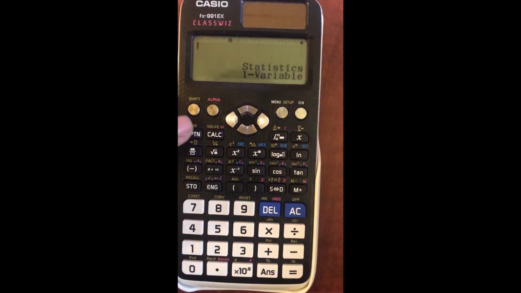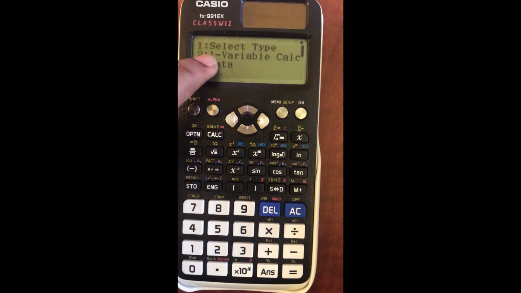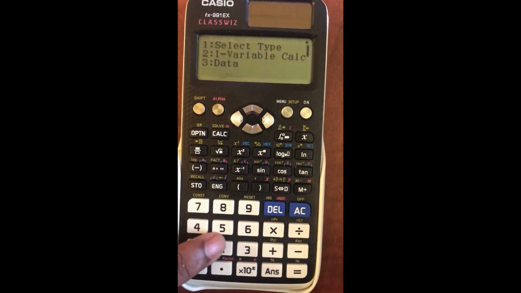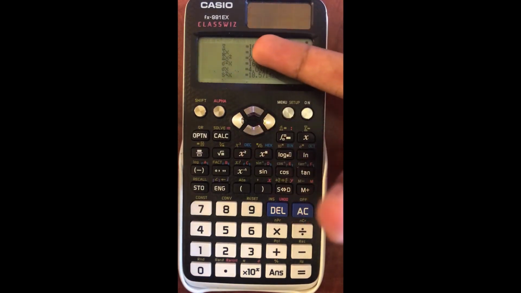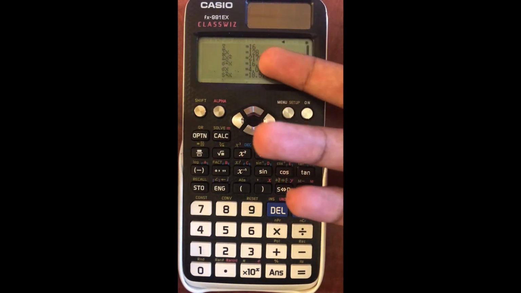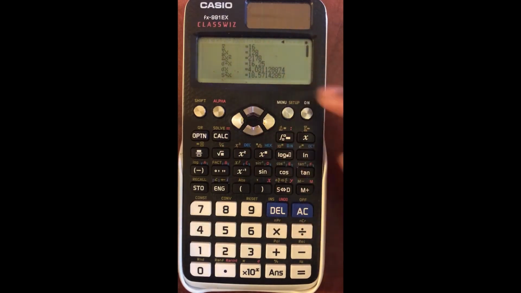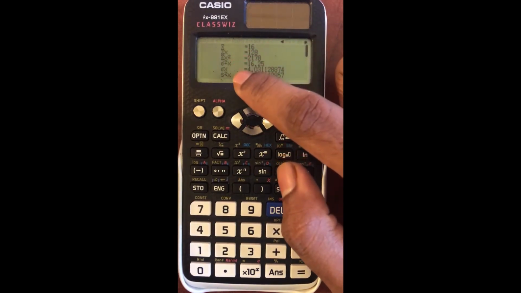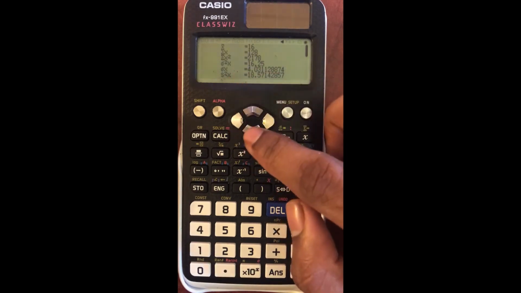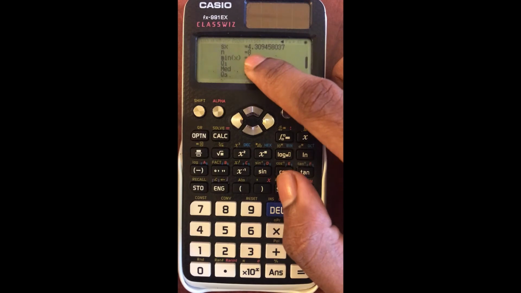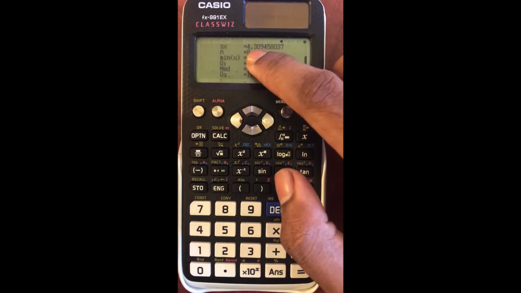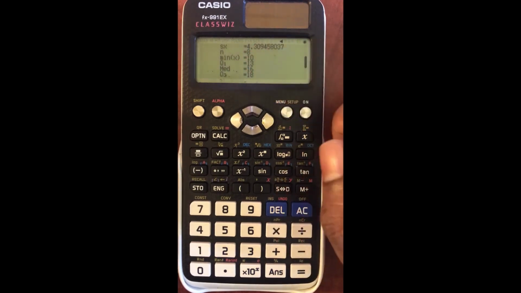Then you simply press the OPTN option, and you click on the second one. That's what you want, one variable calculation. So you click on 2, and you get all the values that you need: the average, the sigma x squared, then variation. This is your population variation, this is your sample variation. What do we need? We need the sample standard deviation. You press the down arrow key and you get the sample standard deviation. This is the same value that we got previously.